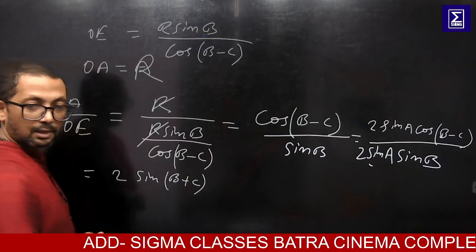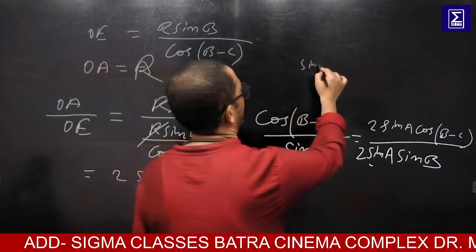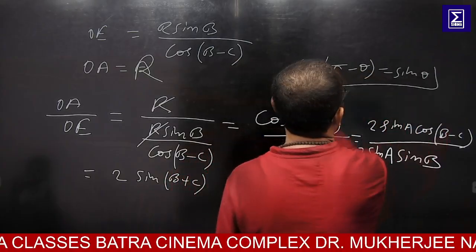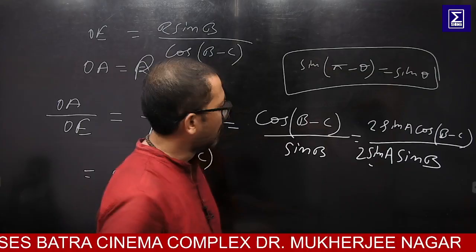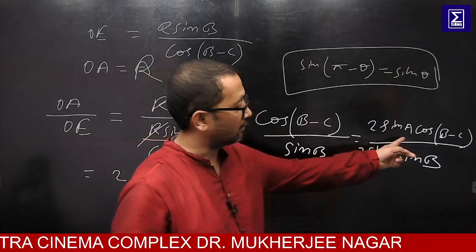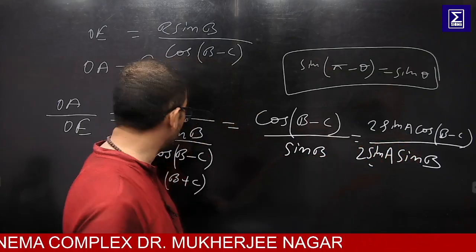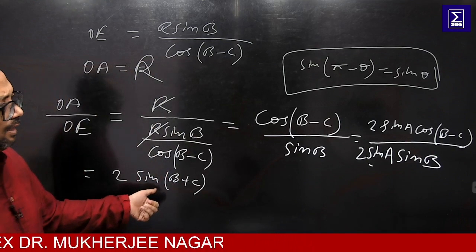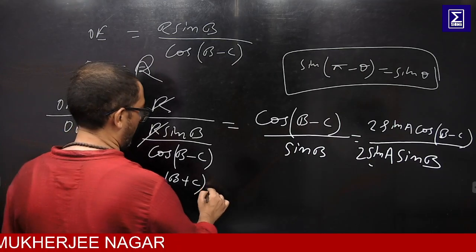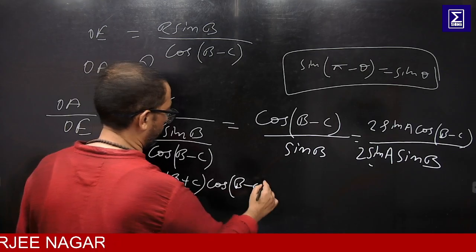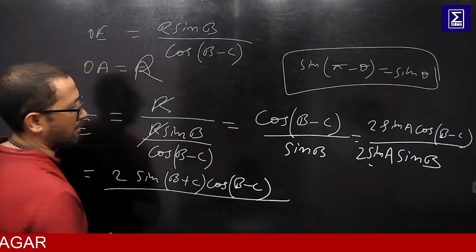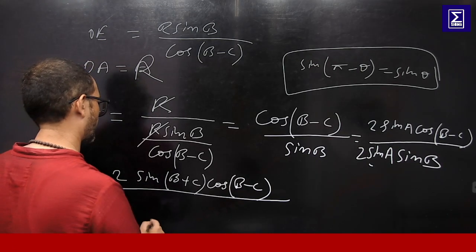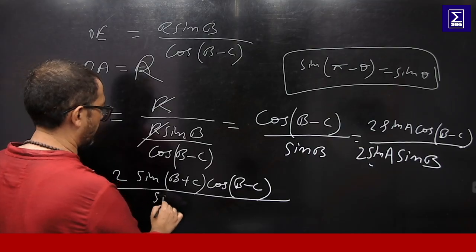How? Because sin(pi minus theta) is equal to sin theta. So in place of A, can we write 180 minus (B plus C)? 180 minus (B plus C). And here cos(B minus C) upon sin 2A.